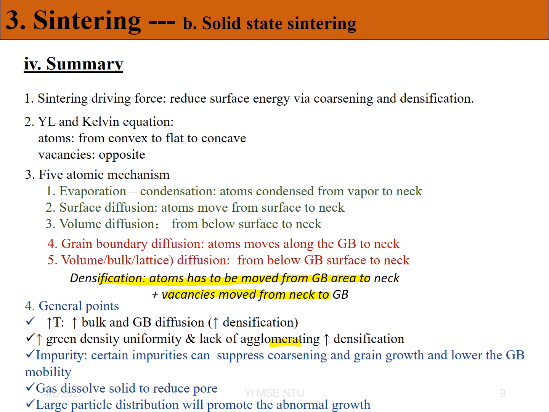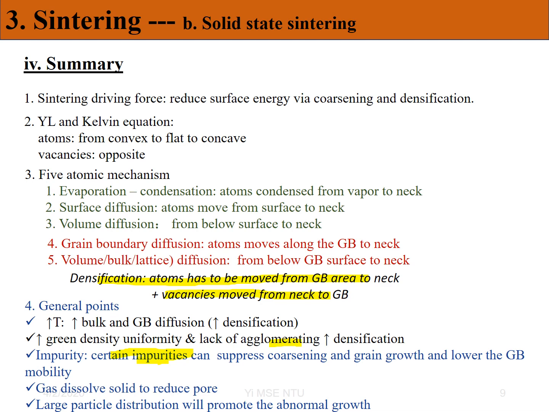Okay, impurities. Some impurities may suppress the coupling and the grain growth and lower the grain boundary mobilities. If you still remember one route, right, we said we have to make sure you have densification first, followed by grain growth, instead of starting with grain growth at the very beginning. That is a very important thing. So in certain cases, we have to put impurities there to suppress the coupling, to suppress the grain growth, to let the densification happen first.